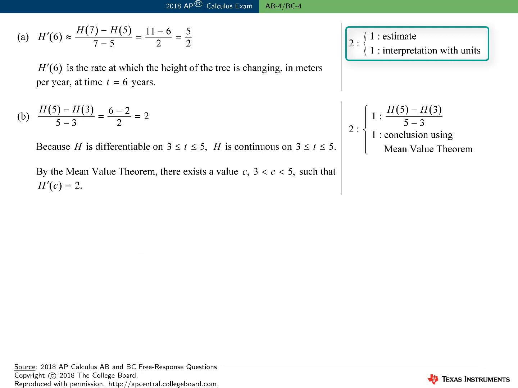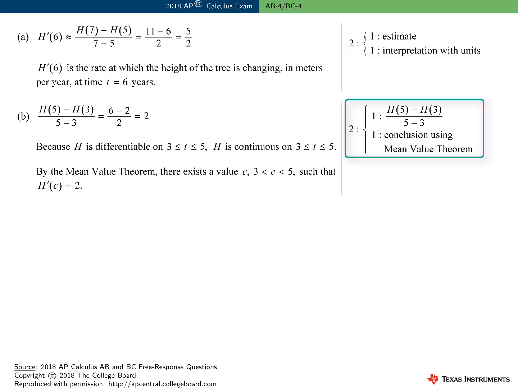Part A was worth 2 points. 1 point for finding the estimate of h' of 6, and 1 point for the interpretation using the correct units. Part B was also worth 2 points. 1 point for writing an appropriate quotient that results in a secant line slope of 2, and 1 point for demonstrating the conclusion is true using the mean value theorem.